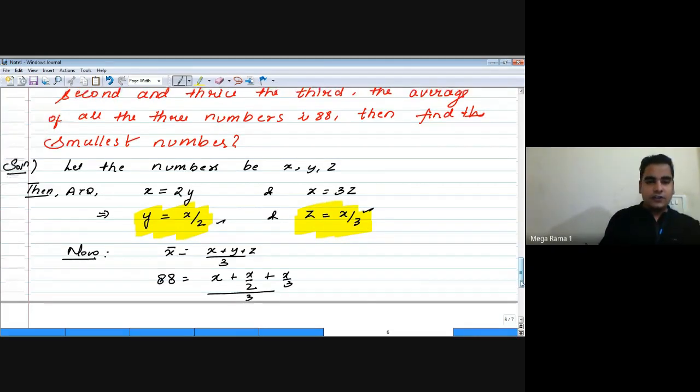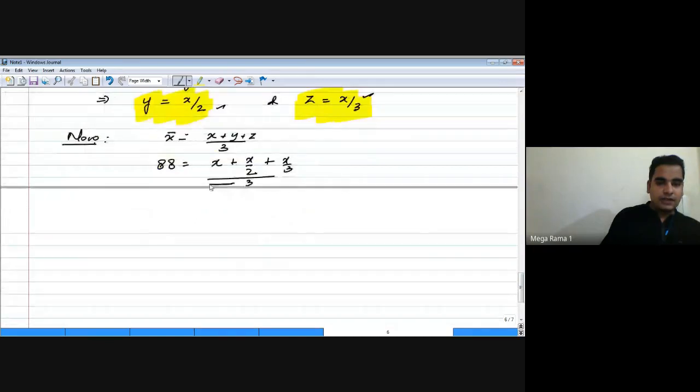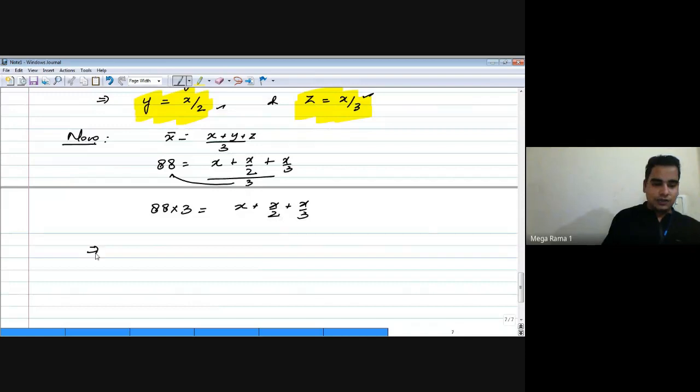So now you can do the cross multiplication. If you do the cross multiplication, this 3 will come here. So I will have 88 into 3 is equal to x plus x by 2 plus x by 3. What is 88 into 3? 88 into 3 is 264. And if you take the LCM here, what will the LCM be?